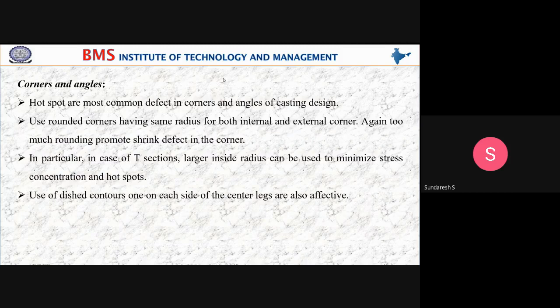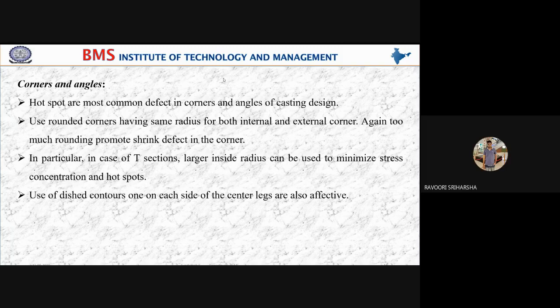In case of a T section, a larger inside radius can be used to minimize stress concentration and hotspots. So you might be getting different sections, T section, I section, L section, C section, where you are going to find these corners.